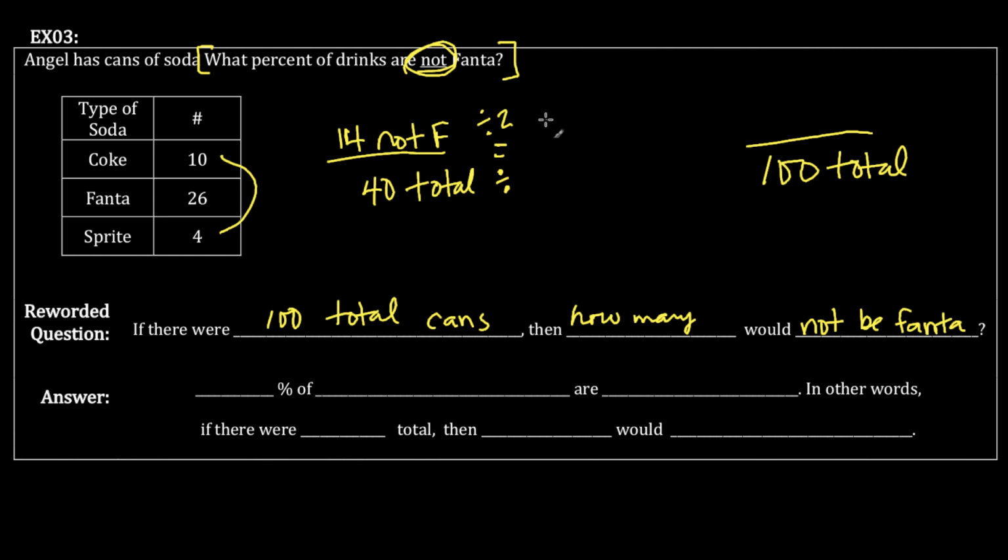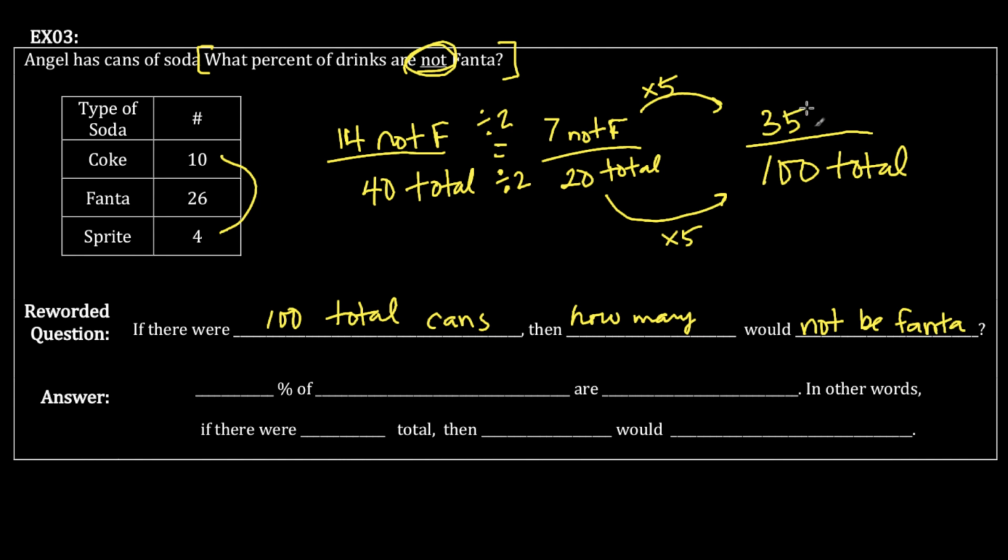14 divided by 2 is 7 that are not Fanta, out of 40 divided by 2, which is 20 total. And I can multiply by 5 here to get to 100. 7 times 5 is 35. So 35 would not be Fanta if there were 100 total. So that's 35%.